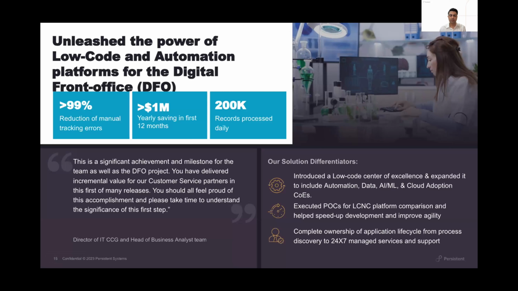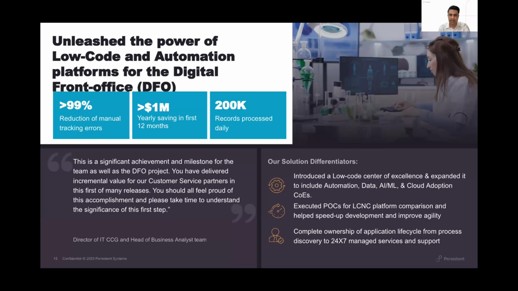Once this DFO office was set up and the legacy modernization task was stabilized, we gradually also started bringing in other hyper automation technology areas such as RPA, IDP, and artificial intelligence, so as to ensure that the client achieved even more enhanced business outcomes. And we helped them achieve more than $1 million in savings in the first year alone. So this has been a resounding success story for both Persistent and OutSystems.